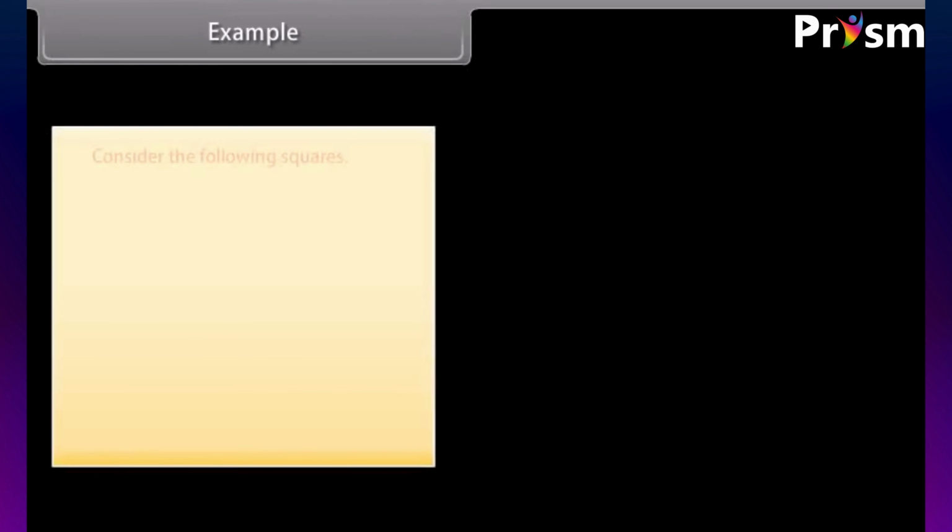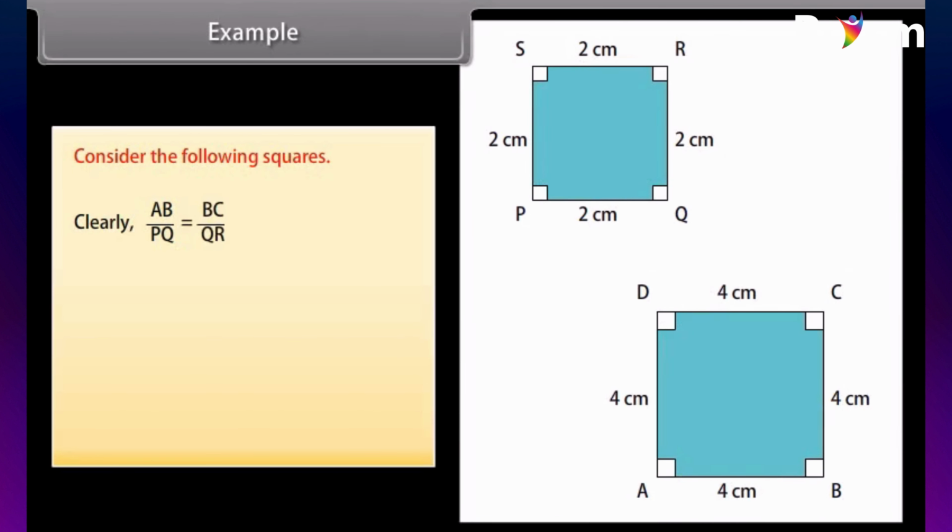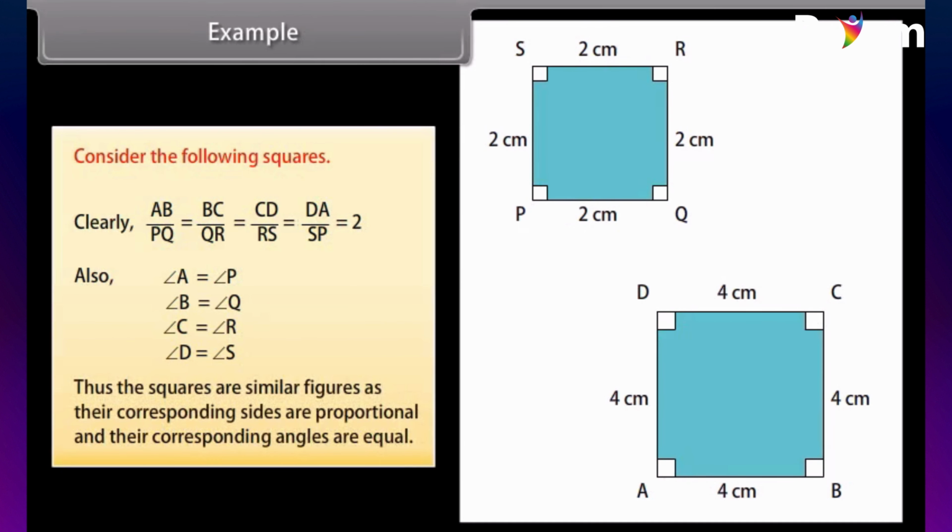Example. Consider the following squares. Clearly, AB upon PQ equals BC upon QR, which equals CD upon RS equals DA upon SP, which is equal to 2. Also, angle A equals angle P, angle B equals angle Q, angle C equals angle R, angle D equals angle S. Thus, the squares are similar figures as their corresponding sides are proportional and their corresponding angles are equal.